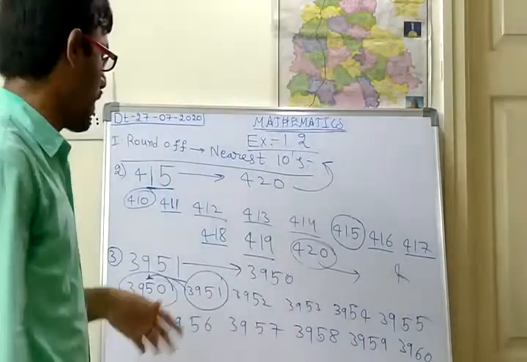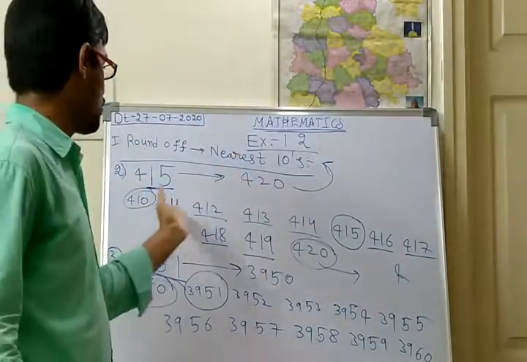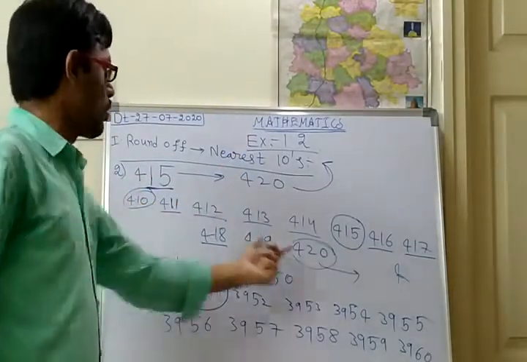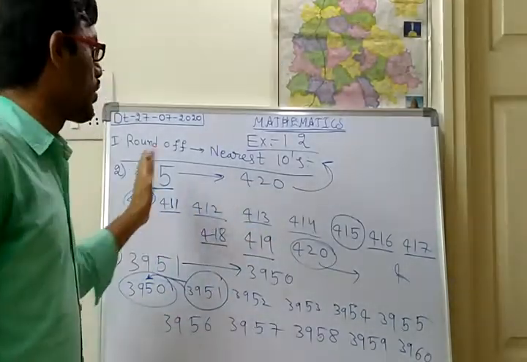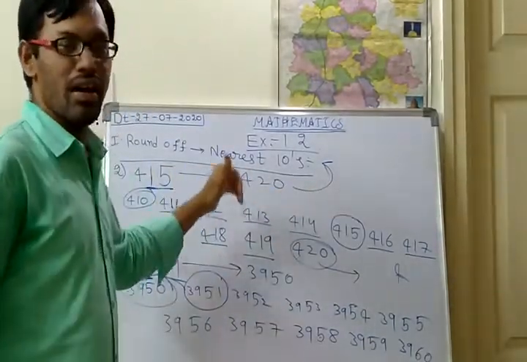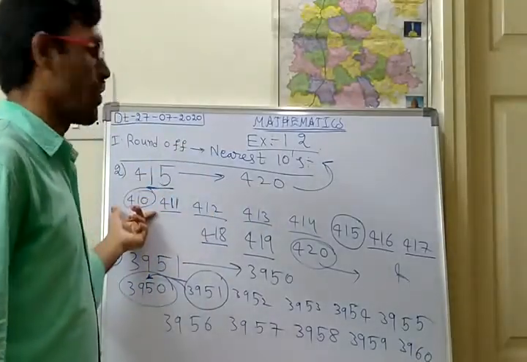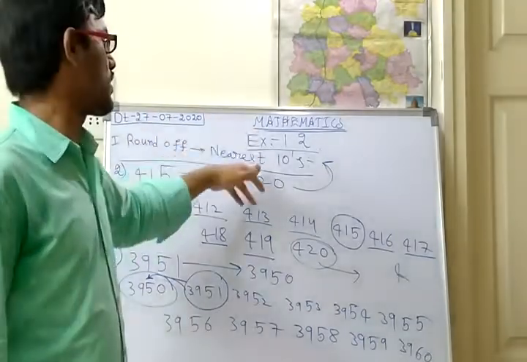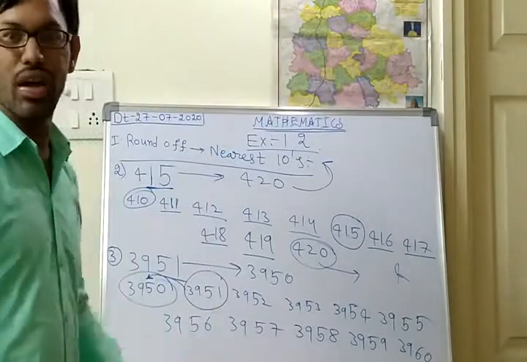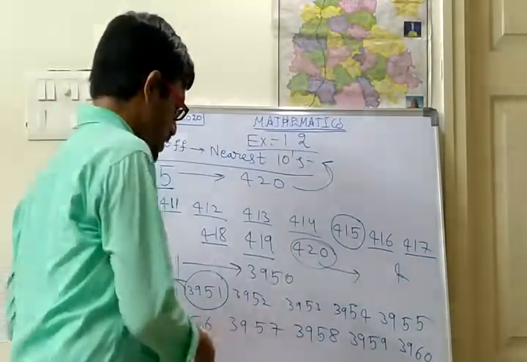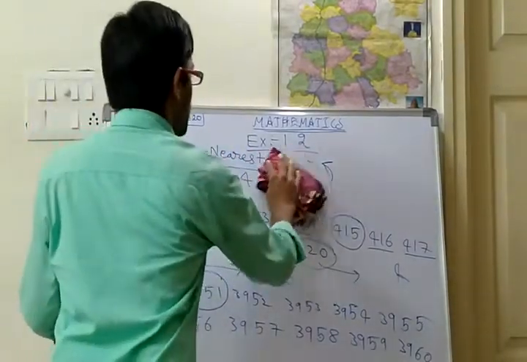Like this you have to identify the nearest tens. For the nearest tens, you should write all these numbers. In between two tens, how many numbers are there? You should write and count the numbers. Whichever side has fewer numbers, that tens will be the nearest tens for the given number. I hope you are understanding very well. Next, we shall see the nearest 100.